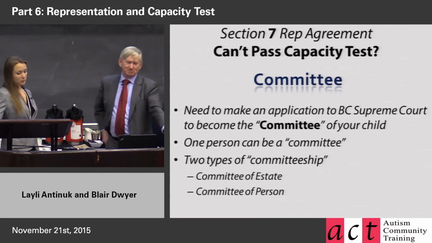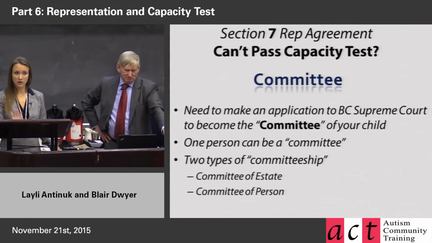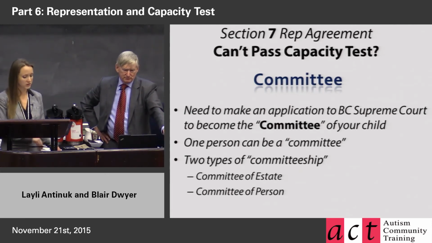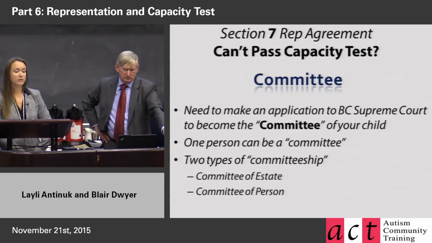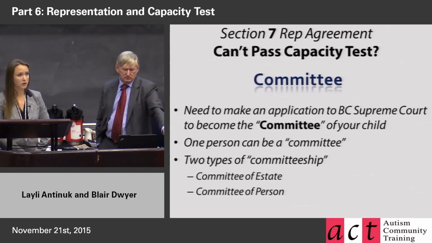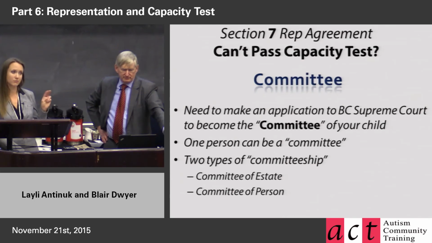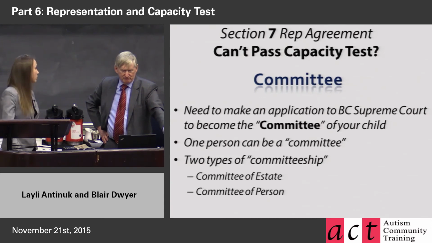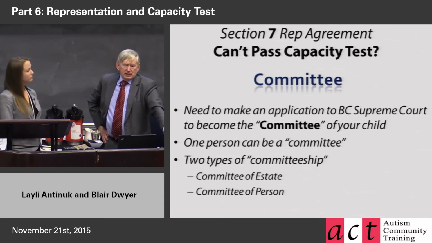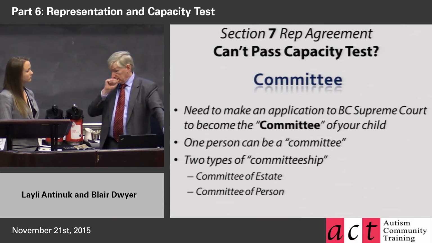Okay. So if you can't pass the capacity test, even that a little bit simpler one from Section 7 of the Act, then you have to go to the Supreme Court and have a committee established. One person can be a committee, so it's a little confusing because of the word committee, which makes it seem like people working together. But just one person can be a committee, and it's appointed by the court. And it's a terrible process to go through because you have to prove that the person doesn't have capacity.